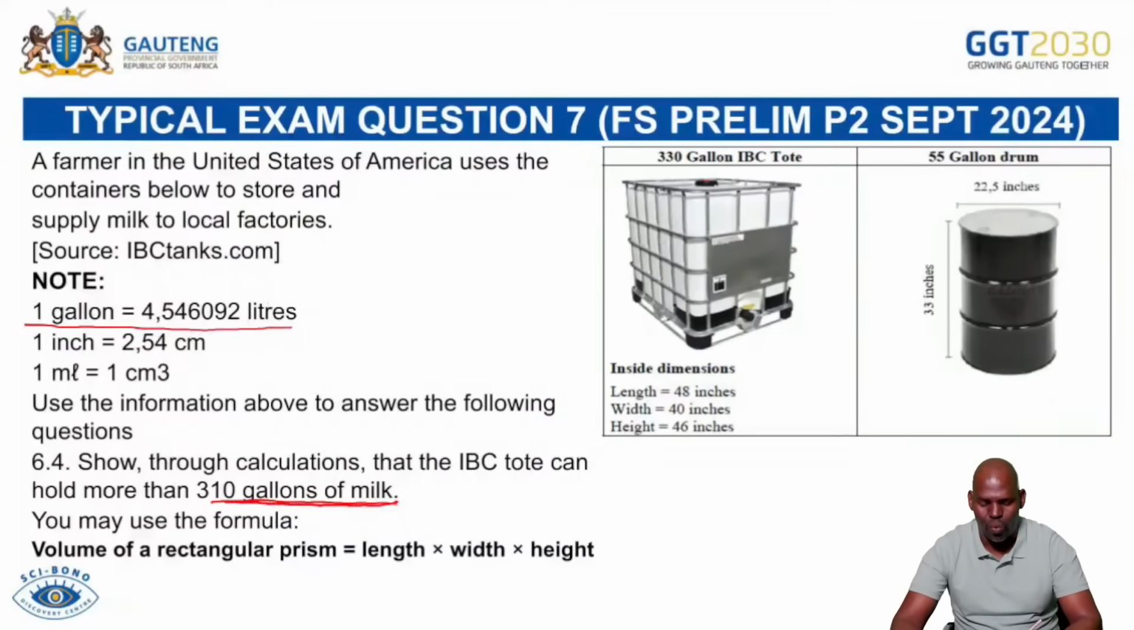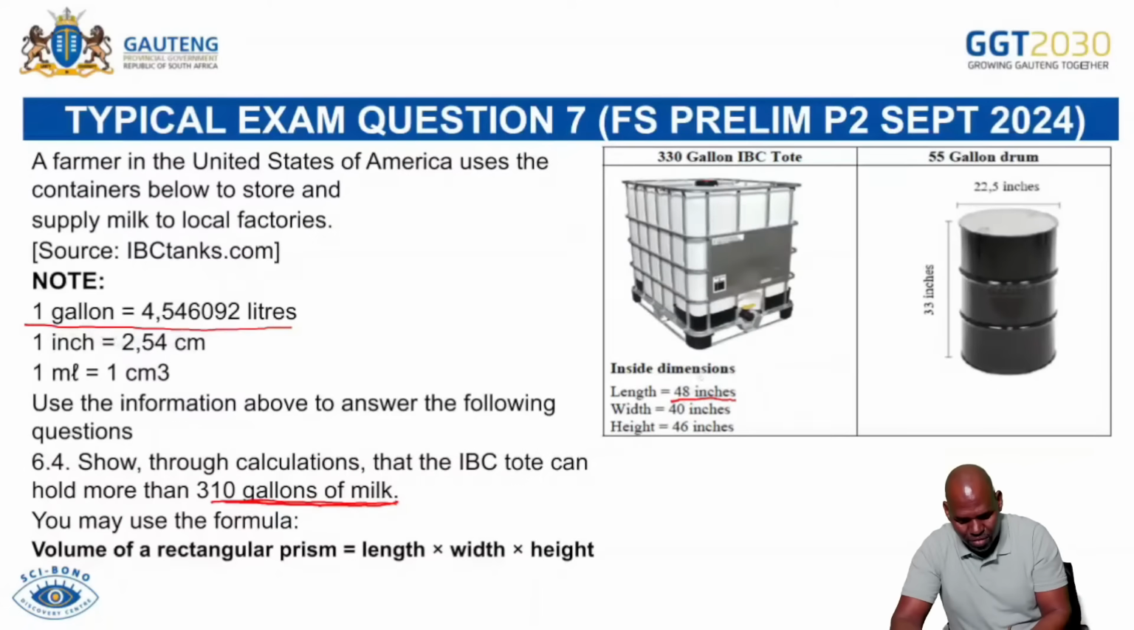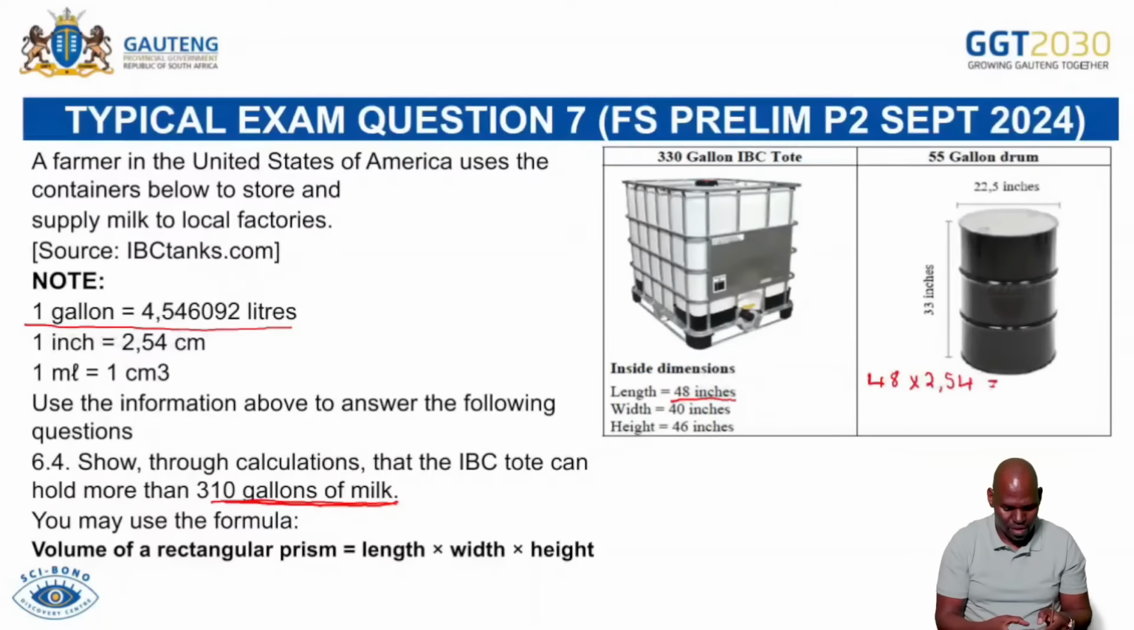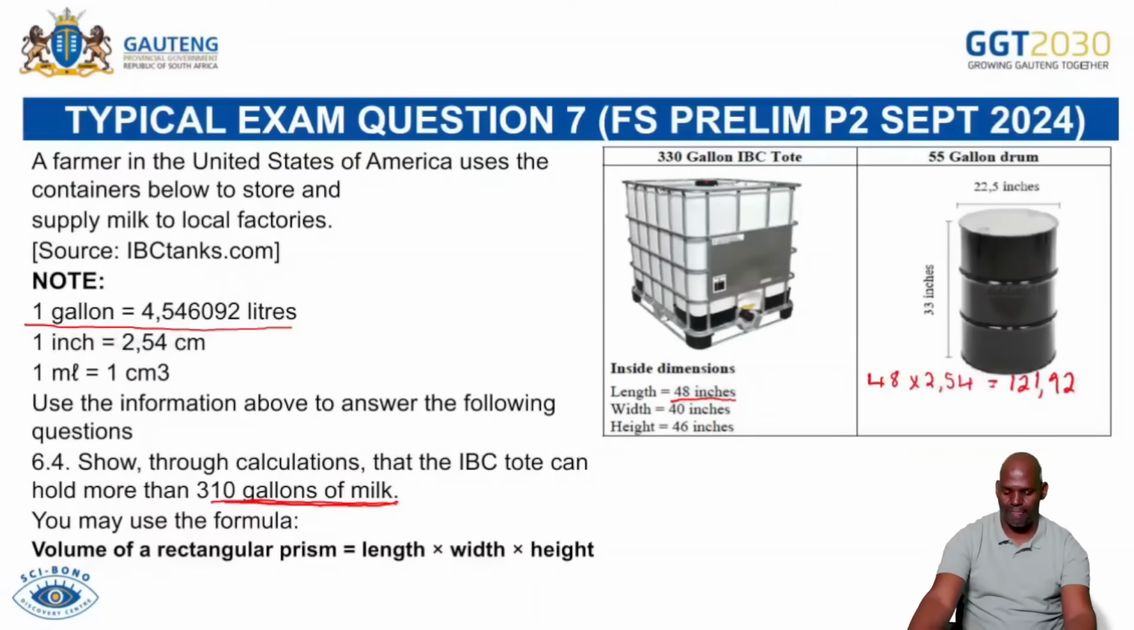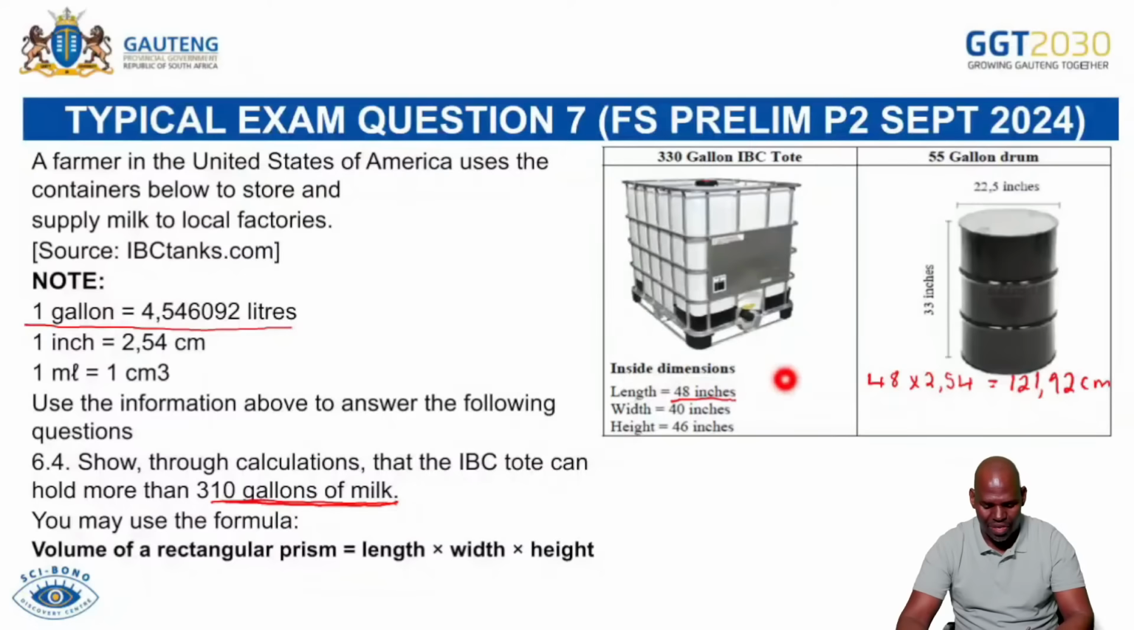Let's check. We are given the dimensions: 48, 40, and 46 inches. But in order to calculate our volume in centimeter cubed, we must make sure that everything is in centimeters. How do I convert inches to centimeters? 1 inch is equal to 2,54 centimeters. So I take 48 times 2,54, and this gives me 121,92 centimeters. That is the length in centimeters.